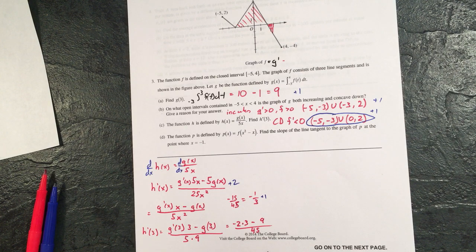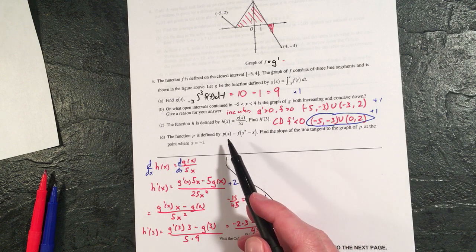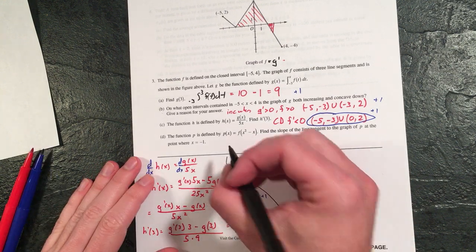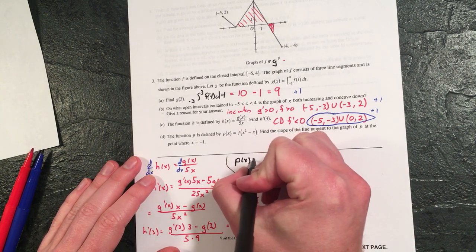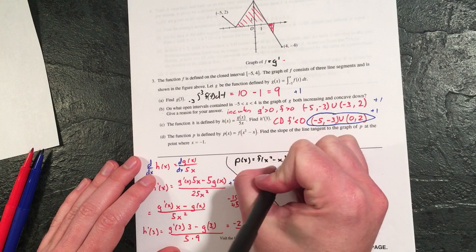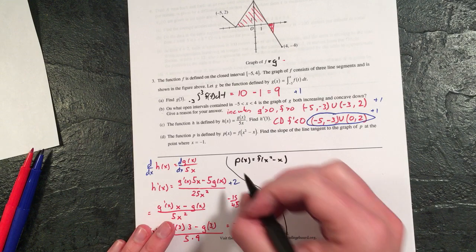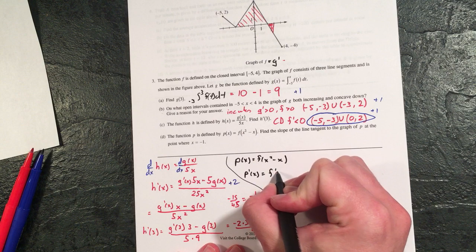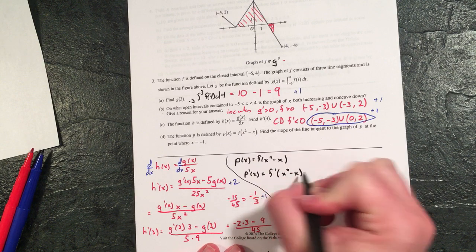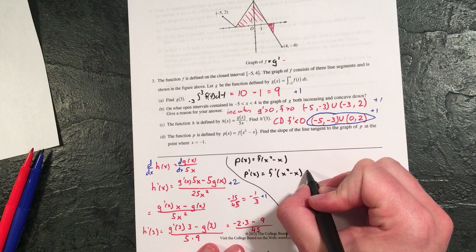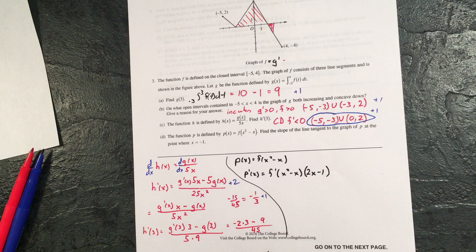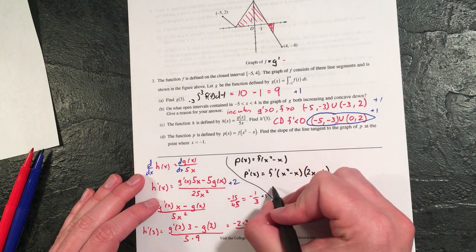And then the last one we're looking at here. We have this p function, and it says find the slope of the tangent line of the graph of p when x is -1. So if they want the slope of the tangent line, that means we are going to have to take a derivative. And this is going to be a chain rule. Derivative of the outside function is just f prime, and then the inside is going to get us 2x minus 1. And now they wanted this specifically at the -1 value.